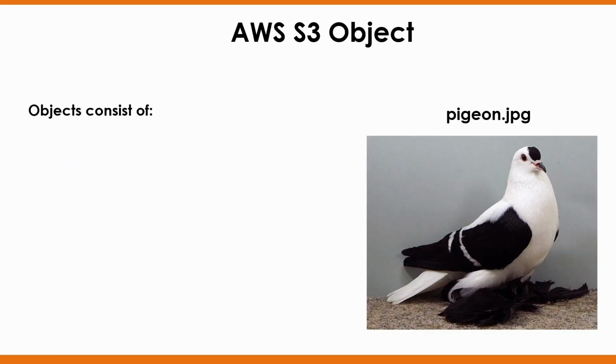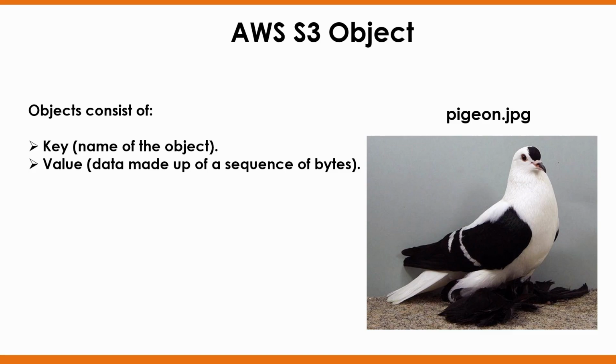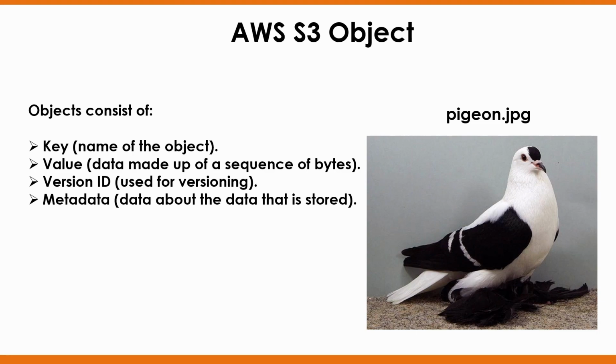Let's see the next slide. The object consists of key, the name of the object, and value, data made up of a sequence of bytes. Here we can see the data. It also includes the version ID used for versioning. Metadata, an object also contains metadata. That means data about the data that is stored. Access control and sub resources. So these are the things that an object contains.